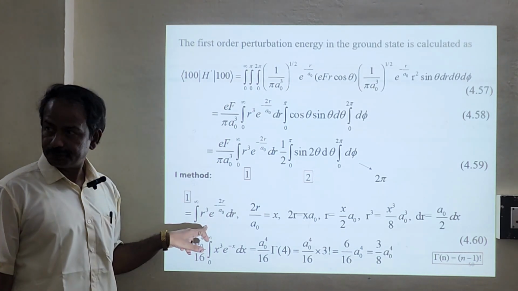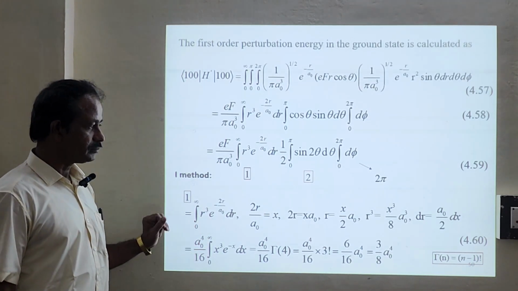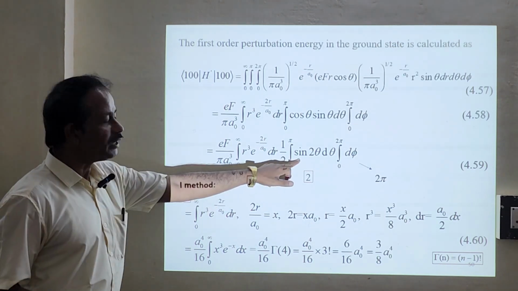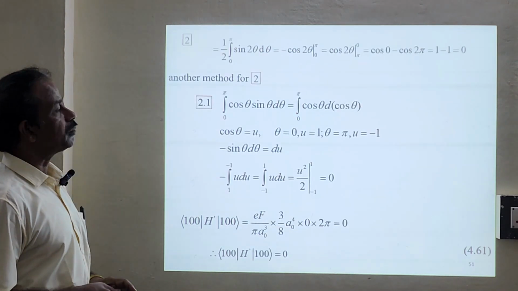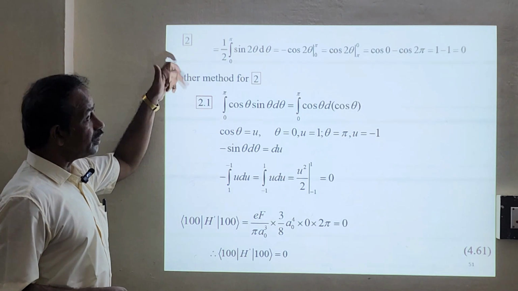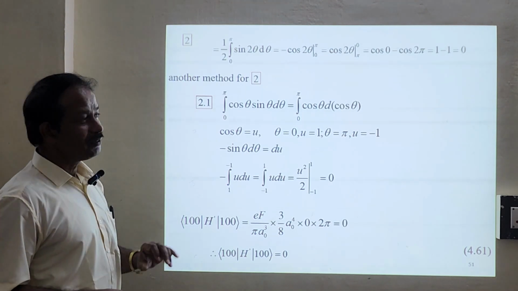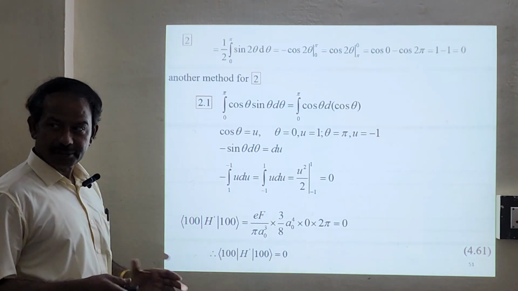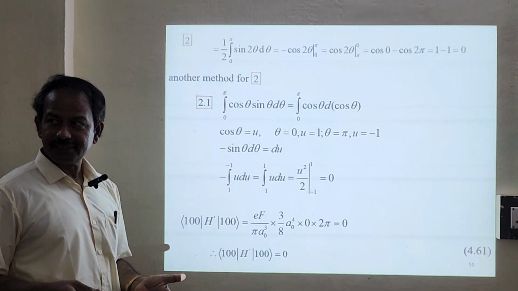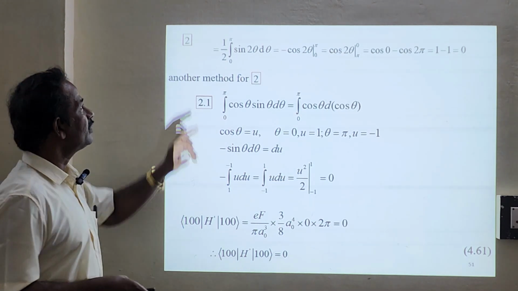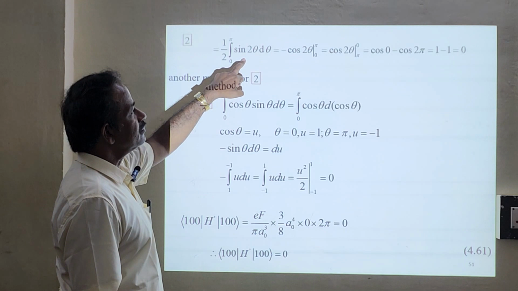Any doubt? Okay. Now we will go for the polar part, the second one. Second one also we can have different methods. We'll go with different methods. Whichever method is easier for you, you just take. Okay. So 1 by 2 sin 2 theta.